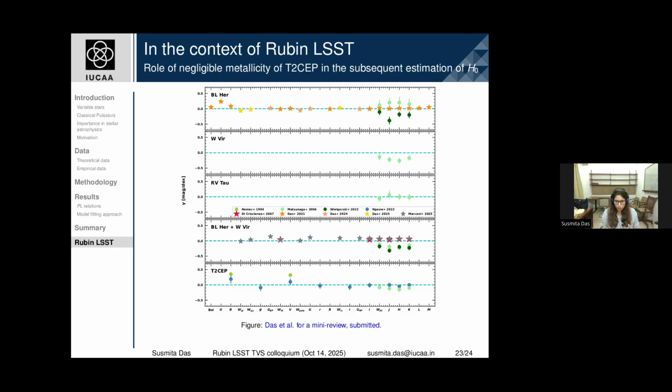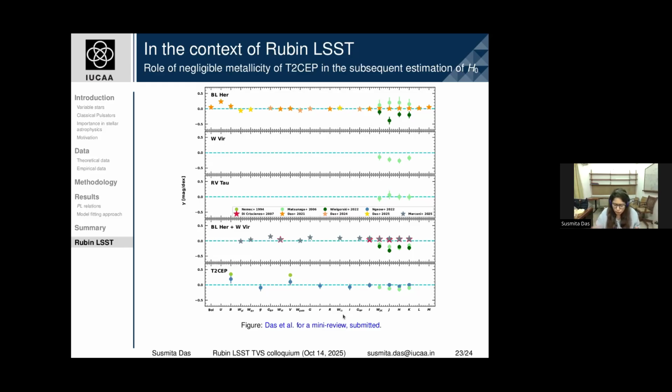Right now, once again, this is the exact same plot that we have, gamma, which is the contribution of metallicity. And we have all of these different passbands here. Wherever you see WGI, WGY, and WIZ, these are the Rubin-LSST Wesenheit passbands combined.